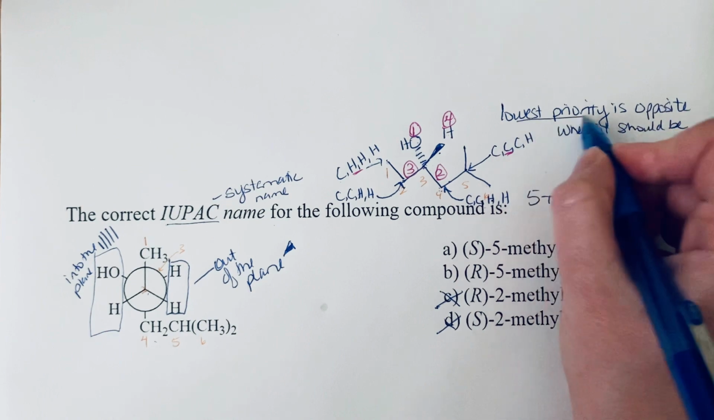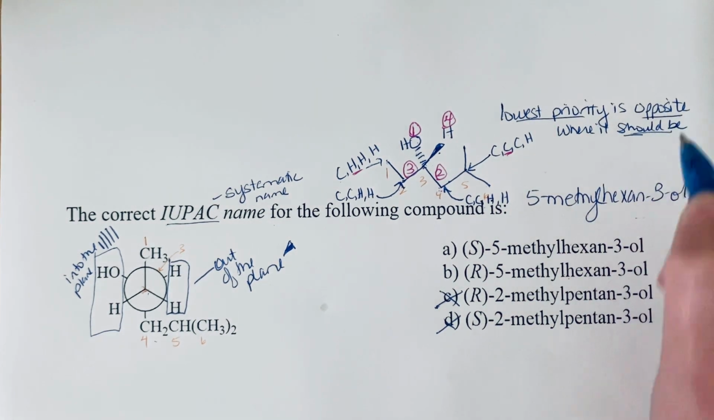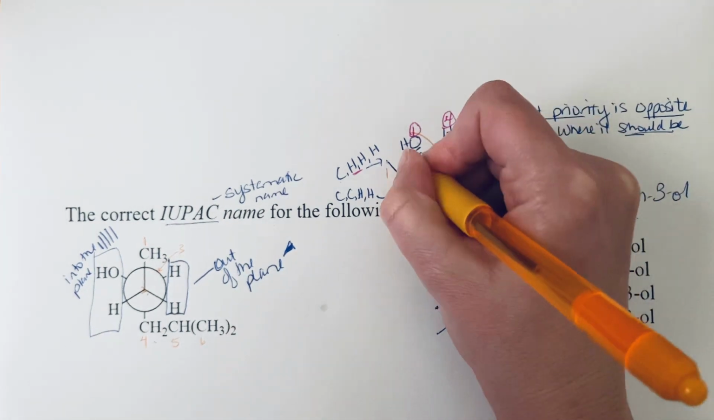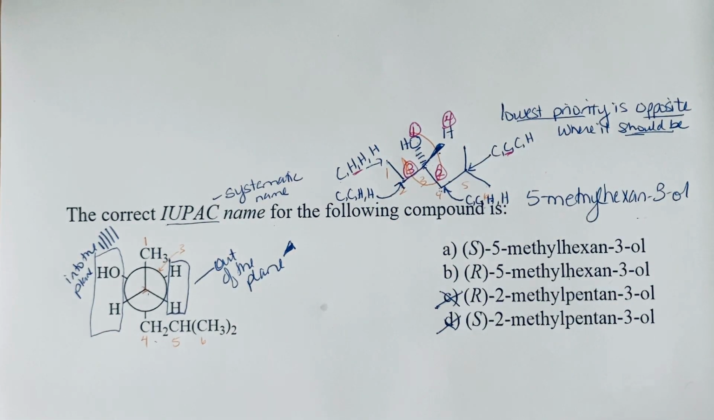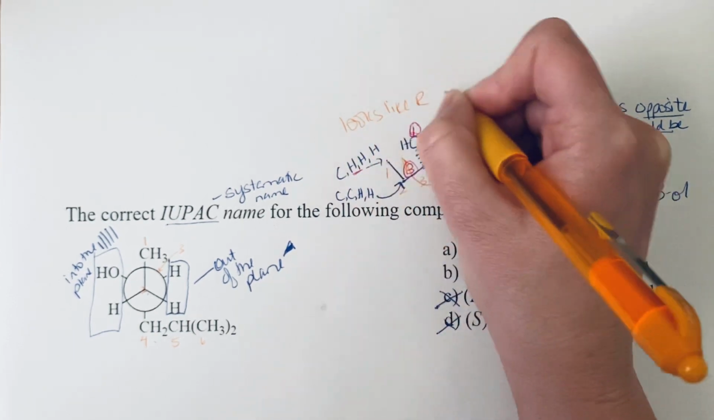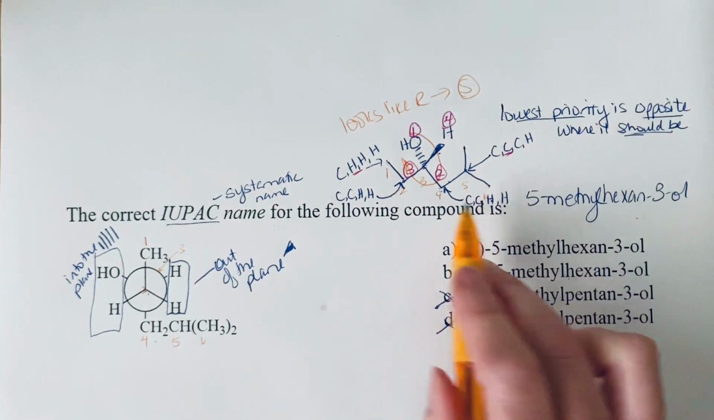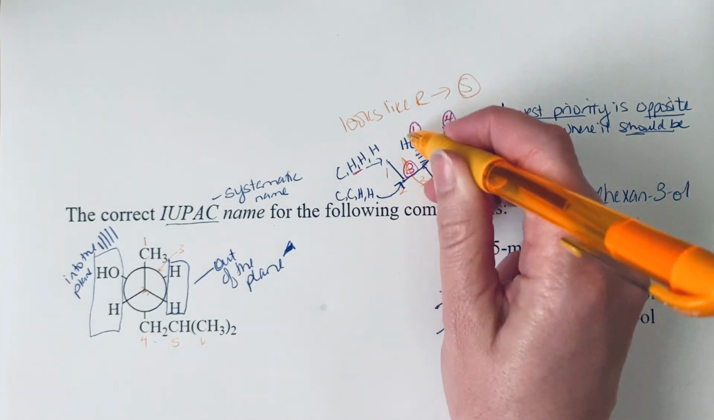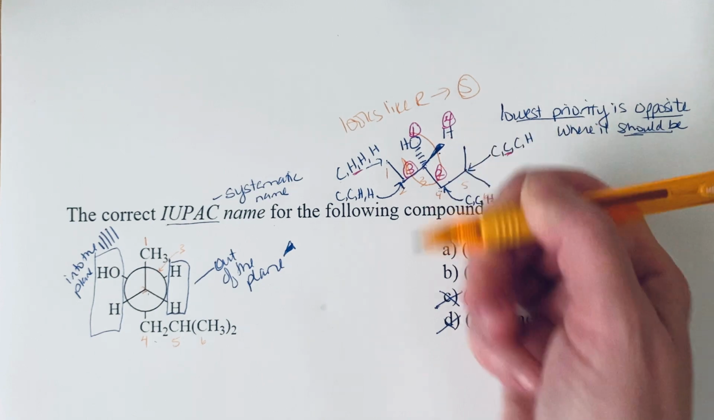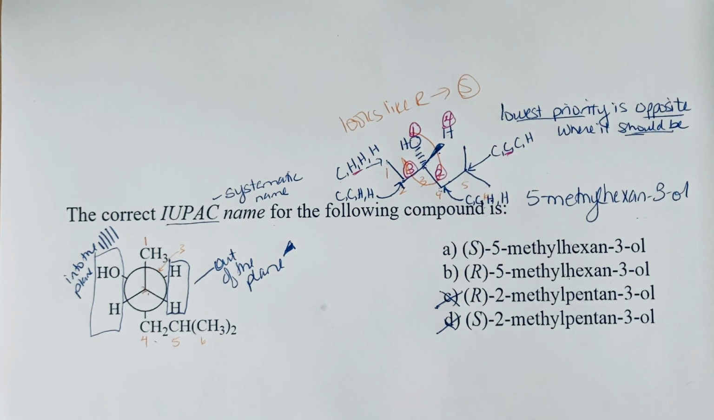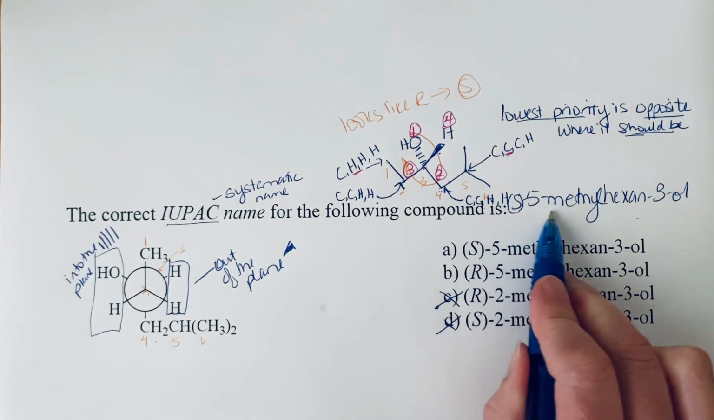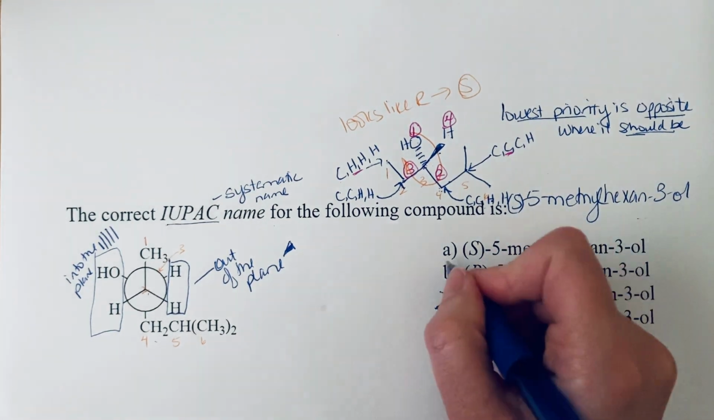So when your lowest priority group is opposite, what you can do is say, okay, let me draw my arc 1 to 2 to 3. This looks like it's R, but it's actually S. That's because I'm standing from this side, I would see it clockwise, but if I could put myself behind the molecule where I actually need to be and look at it, I would see counterclockwise. So that is S. So here's our full name: S-5-methylhexan-3-ol, which is option A.